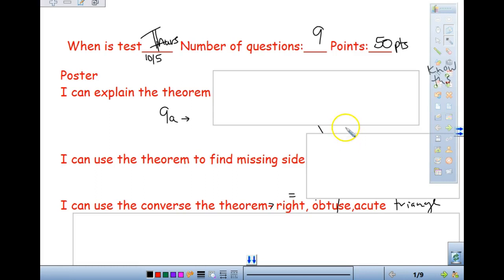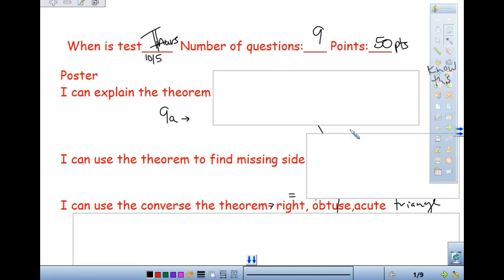Next, on the poster over here, it says you need to be able to explain. So if you write this down for your first thing, I can explain the theorem. So we're talking about the Pythagorean theorem. In your notes, it's that last page where you're writing this.